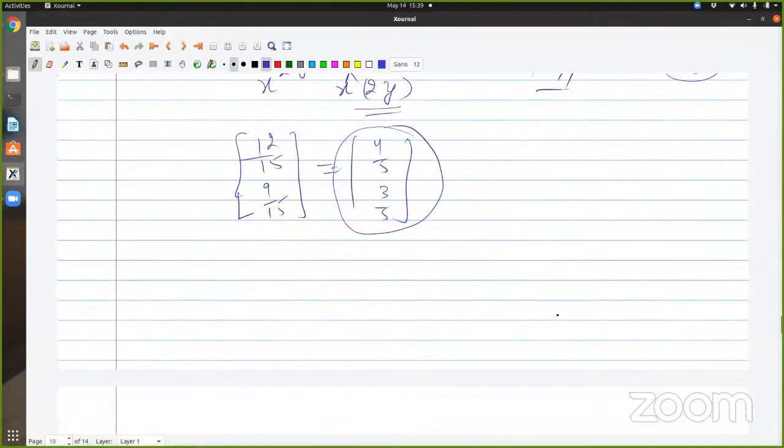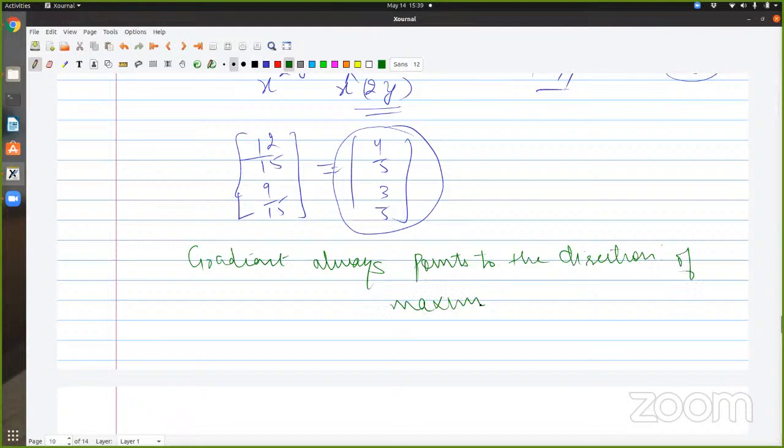Okay, please keep this in mind. We spoke about this in detail. The gradient always points to the direction of maximum ascent, which means the maximum rate of change of the function.